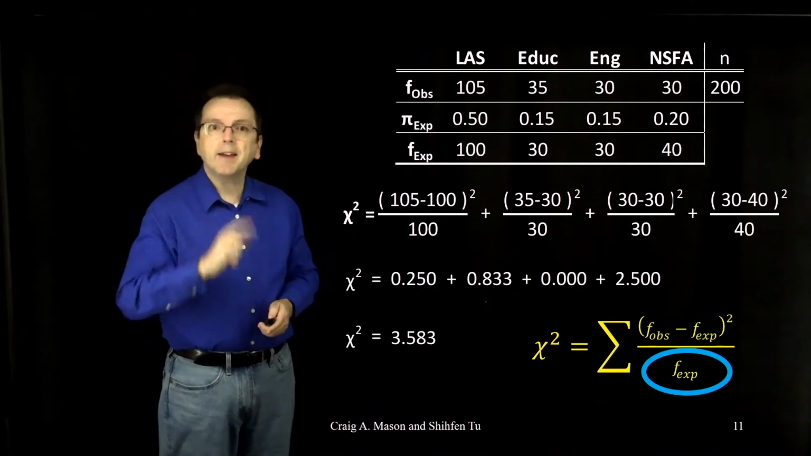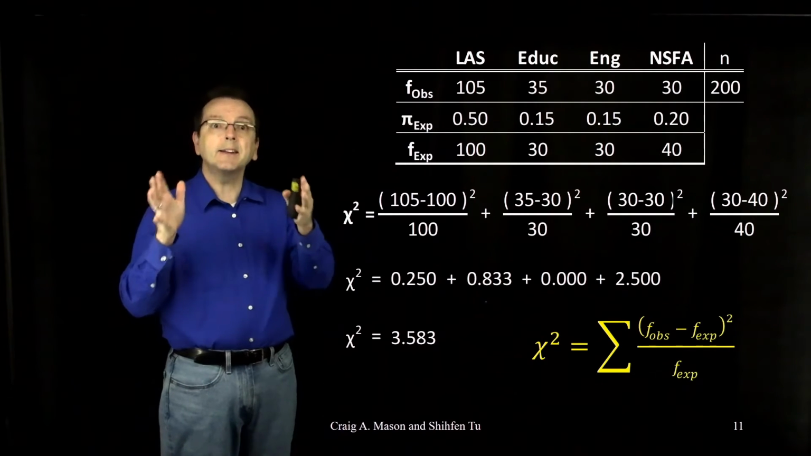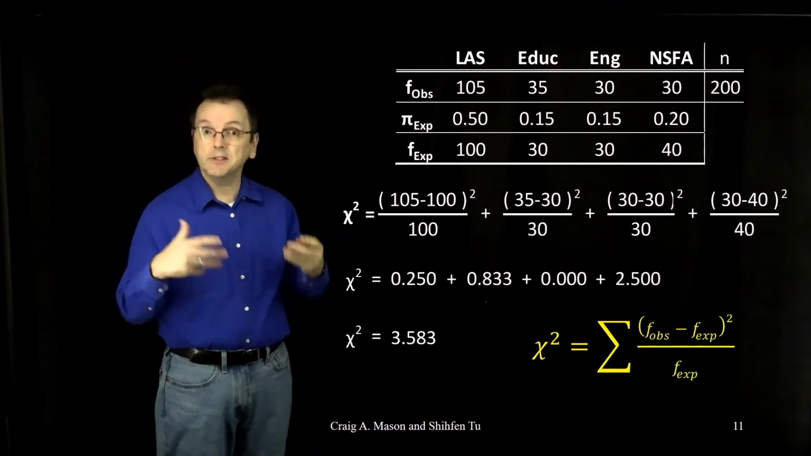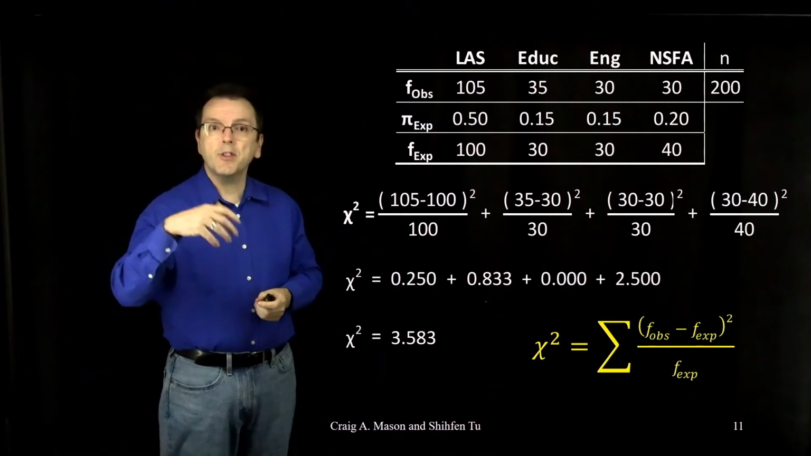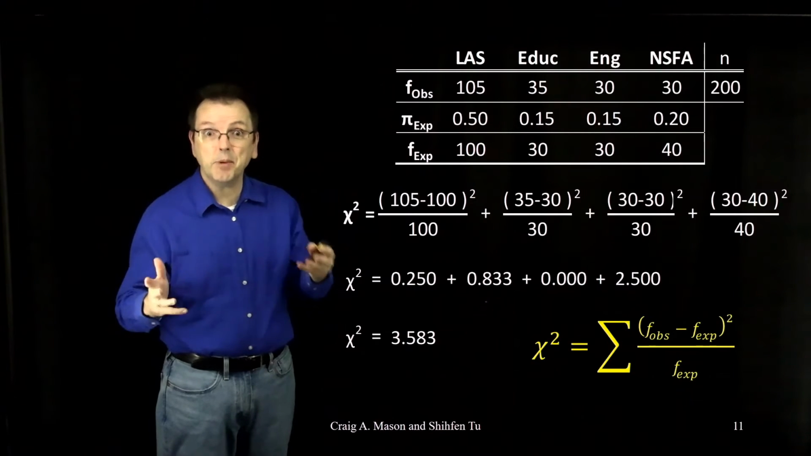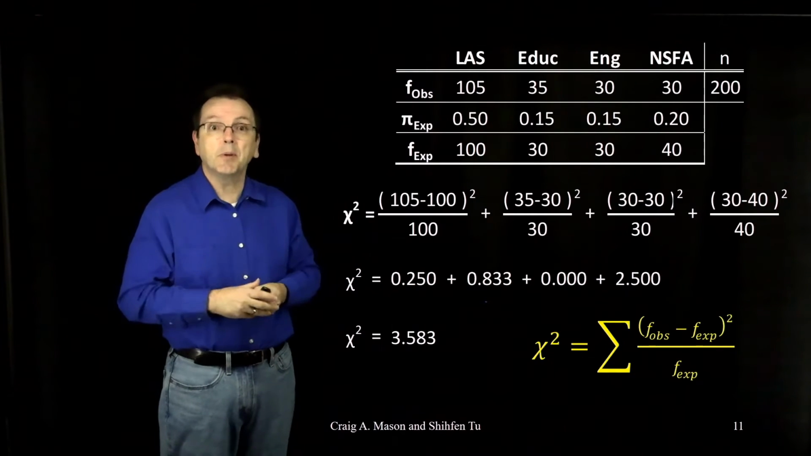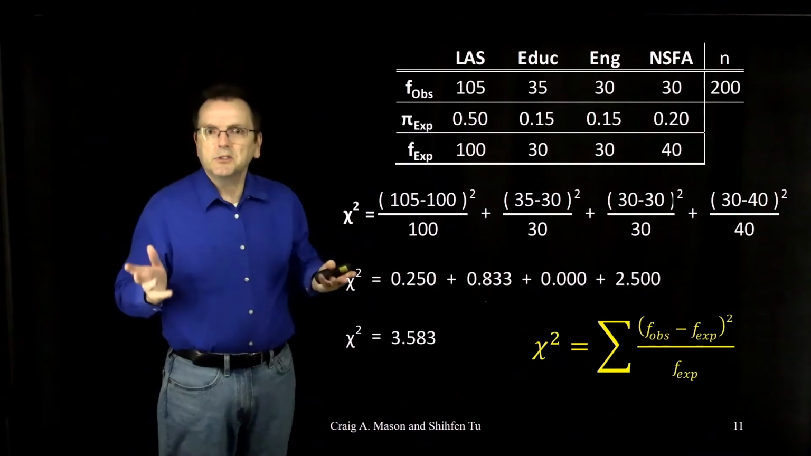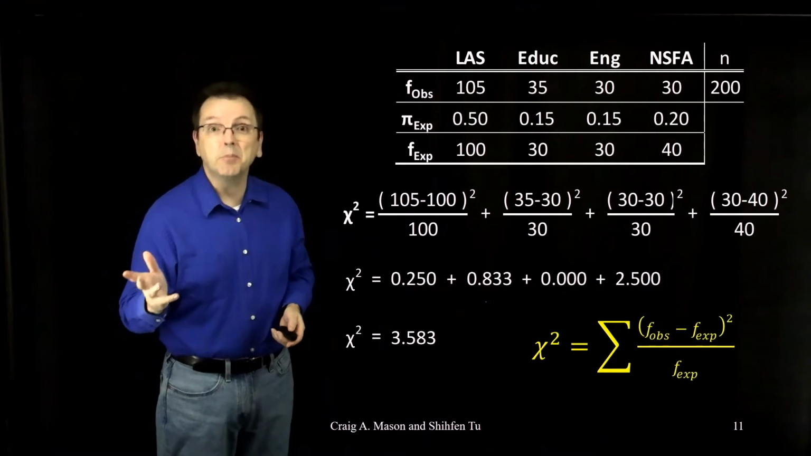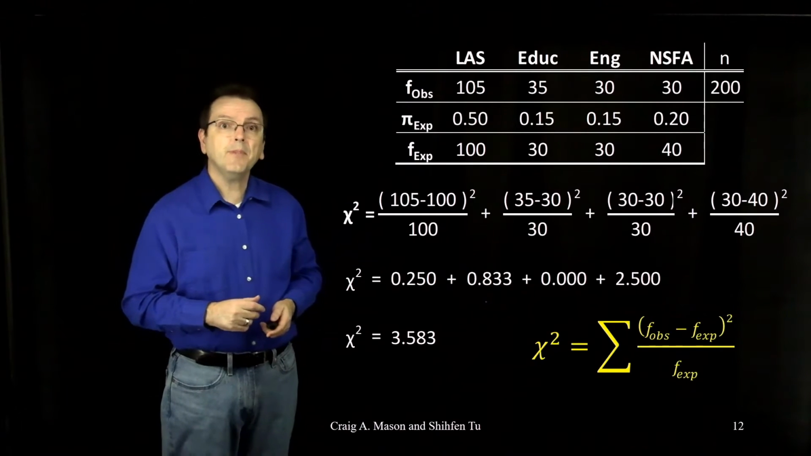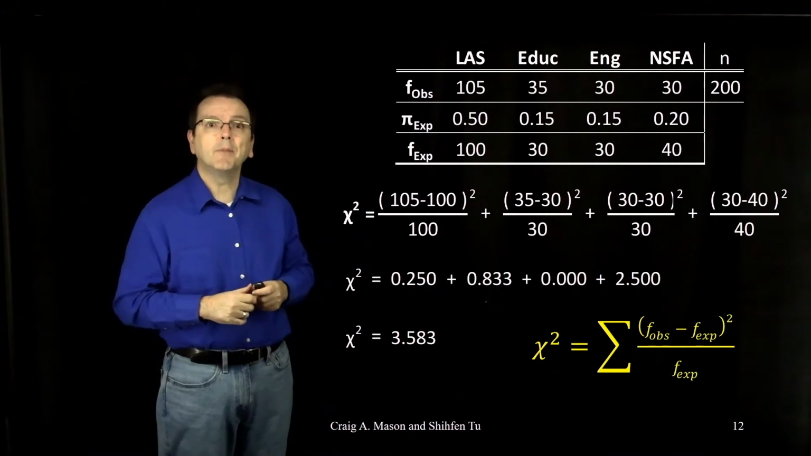So think about what that does. In a way, it just weighs that difference in the numerator by the size of the group. In essence, it adjusts for the fact that a difference of 10 people is relatively large if you only expected 20 people in a group, but it's hardly noticeable if you expected 20,000 people in a group. In fact, we see that very point in this example.